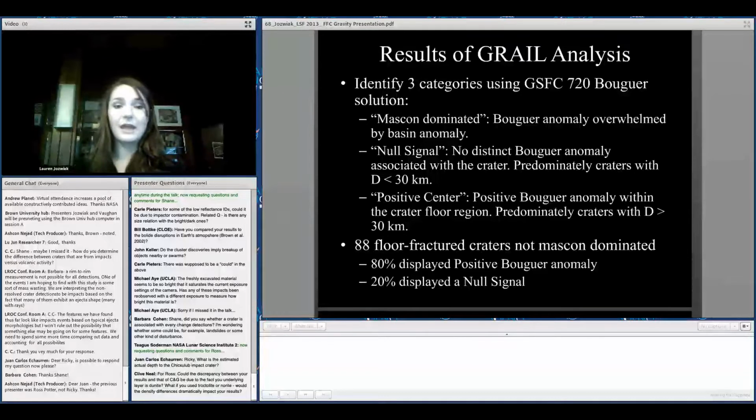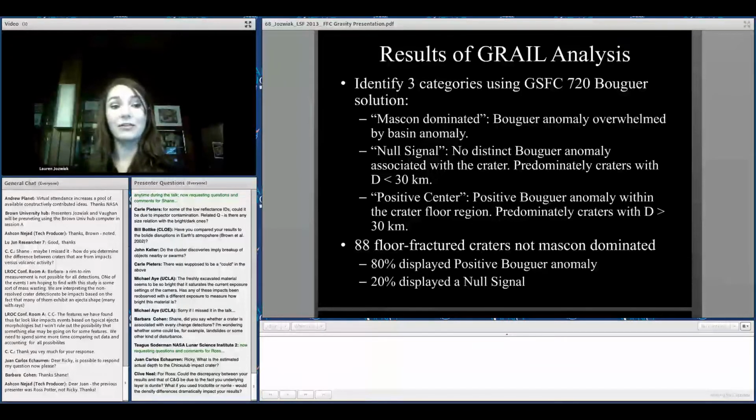The first is mascon dominated, and what I mean by this is that the crater is located either within a large lunar basin or at the edge of a large lunar basin, and its Bouguer anomaly was indistinguishable from the mascon associated with the large lunar basin. And thus they were not considered for further studies.